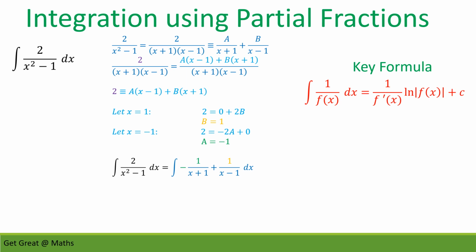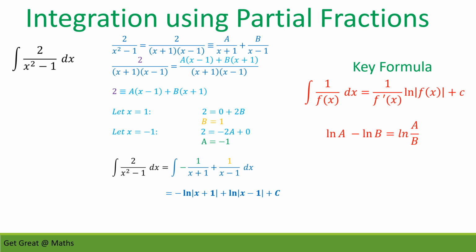So the integral of minus 1 over x plus 1 is minus ln of x plus 1 divided by the differential of x plus 1, which is 1, which will just keep it the same. The second term, we've just got ln of x minus 1. The differential of x minus 1 again is 1, so when we divide by 1 it doesn't affect the answer. We've now got two terms in terms of logs.